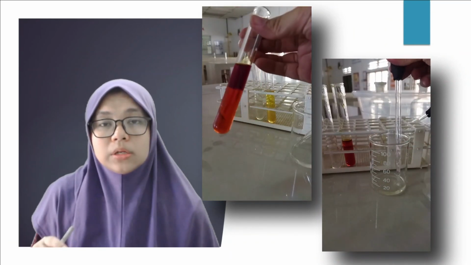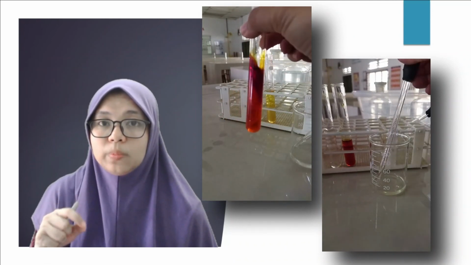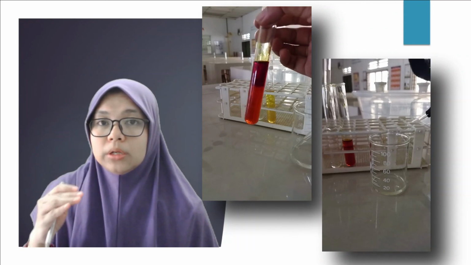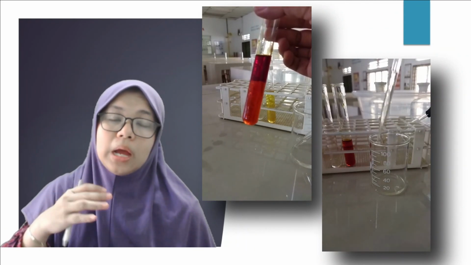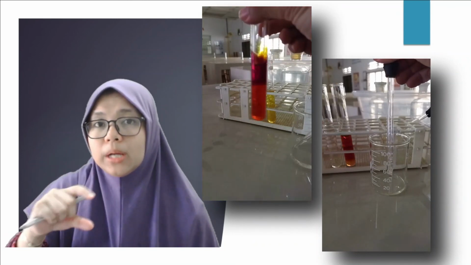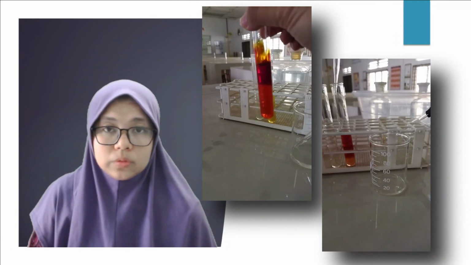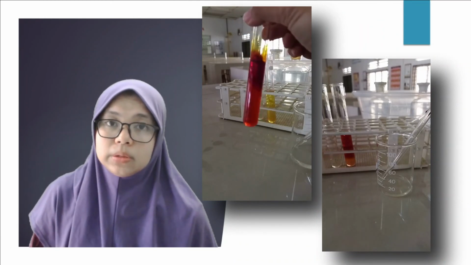Okay, if the organic solvent is more dense than water, density, ketumpatan. Okay, jadi kalau dia lebih tumpat, dia akan duduk di bawah. Kalau dia kurang tumpat, dia duduk di atas. Jadi ada gambar dekat internet yang kamu akan jumpa purple color tu atas. Kadang-kadang purple color tu dekat bawah. So kenapa? Sebab organic solvent yang dia gunakan tu berbeza.